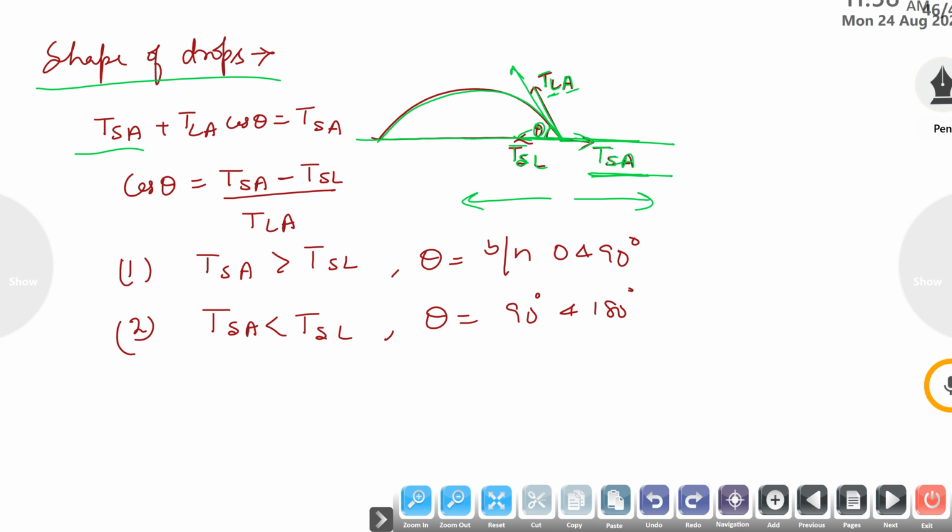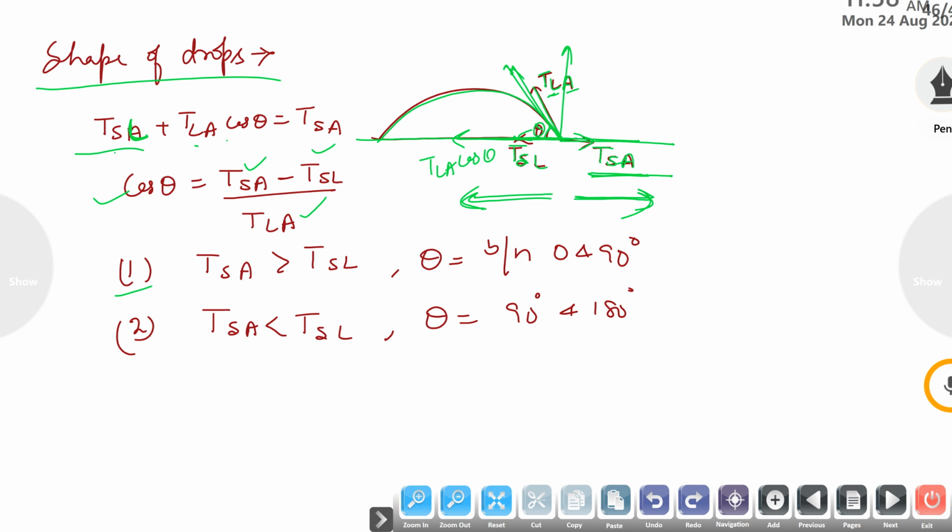Now, as we know that at equilibrium, this side of force should be equal to this side of force. This is TSA. Now I will resolve this component into two parts. One is this, another is this, and this is nothing but TLA cos theta. So, TSA equals TSL plus TLA cos theta, because the total force in this direction is equal to the total force in this direction for the liquid to be in equilibrium. From here I can find cos theta. Now, by simply putting these values, I can find out the value of theta.